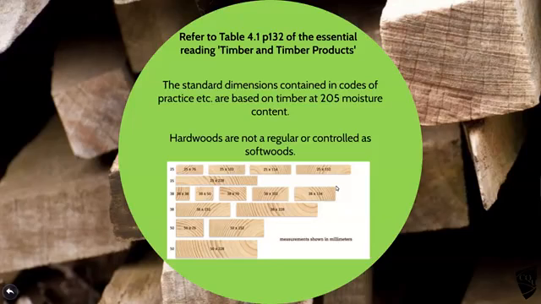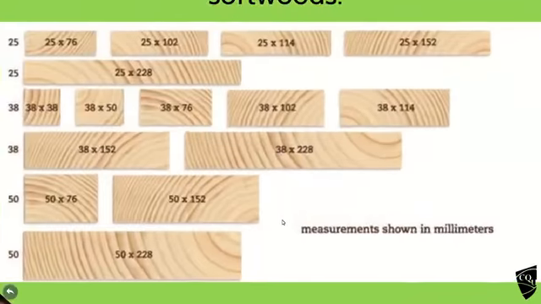Hardwoods are not controlled as much as softwoods. But you've got your standard measurements here. So you've got standard 25 by 20. In the old days, you used to use inches. I'll have a bit of 2x4 or 1x2. But nowadays, you've got metric. So this is more of a flooring plank here, 25 by 228. And you can see you've got different uses. You also get square section ones as well. But this is just the most basic ones that we use.